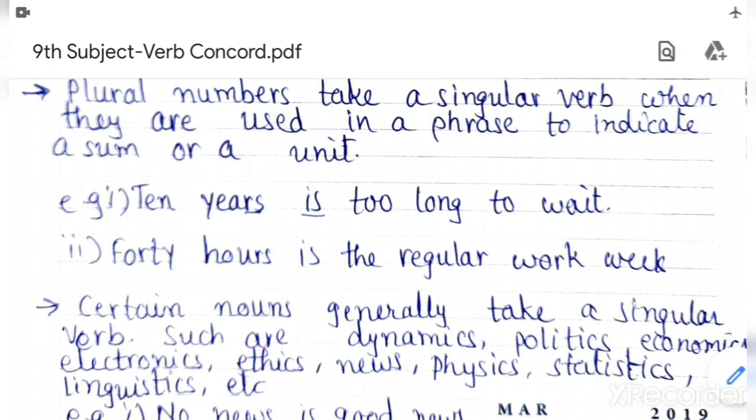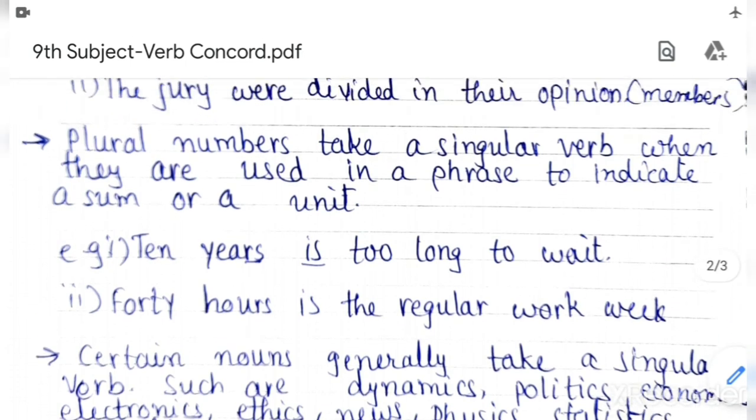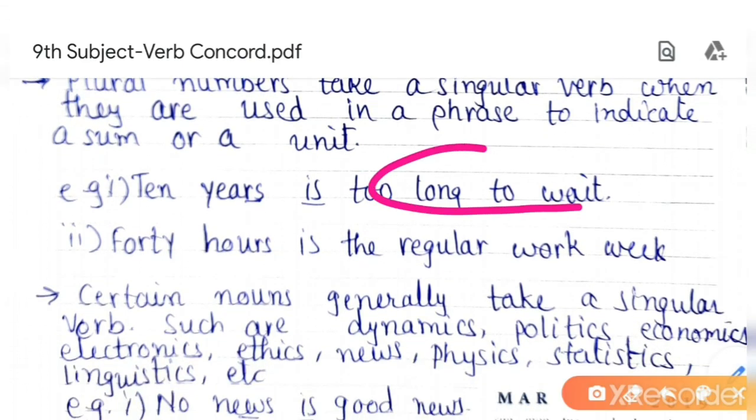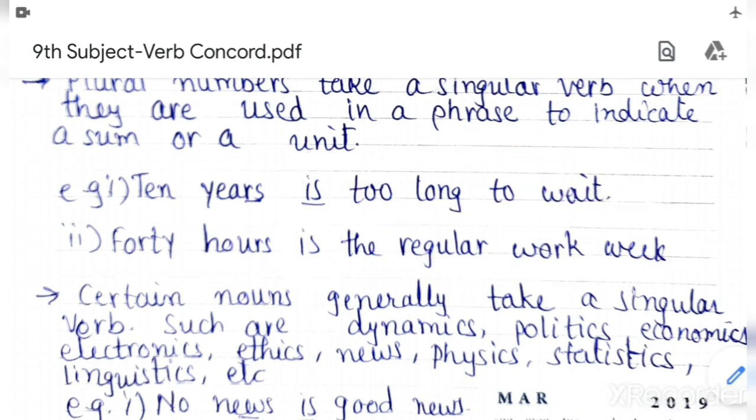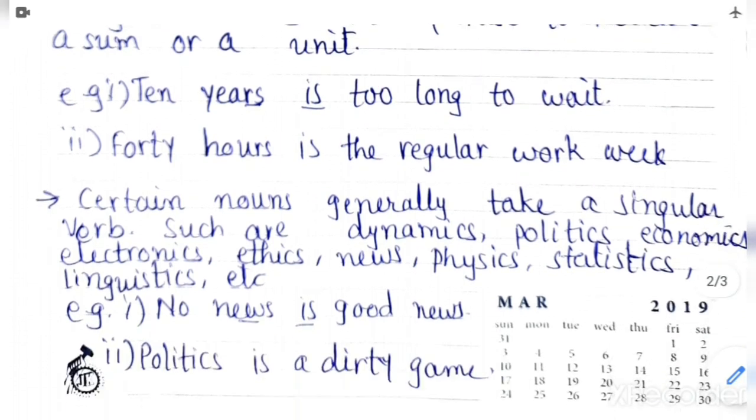Plural numbers take a singular verb when they are used in a phrase to indicate a sum or a unit. Here it is used as a unit: 10 years is too long to wait, and 40 hours is a regular work week. So it is singular and used as a unit, so we will use a singular verb here. Understood?